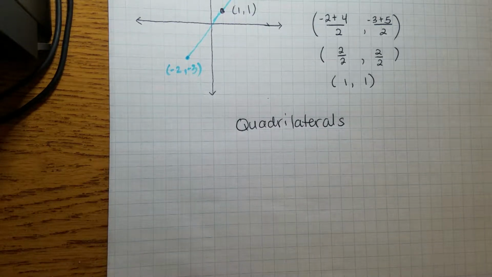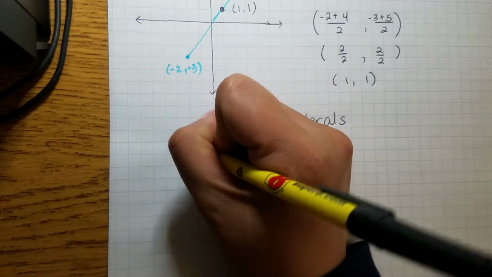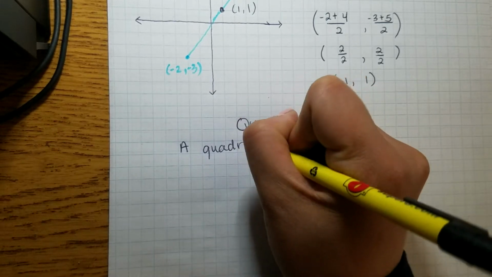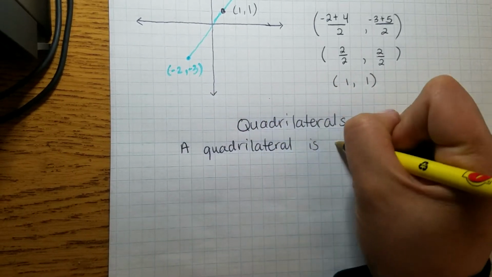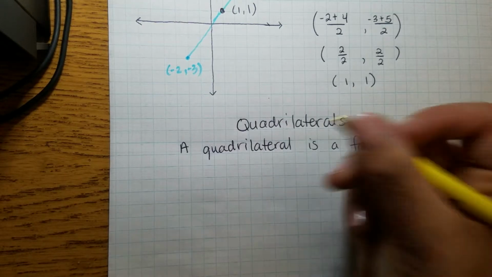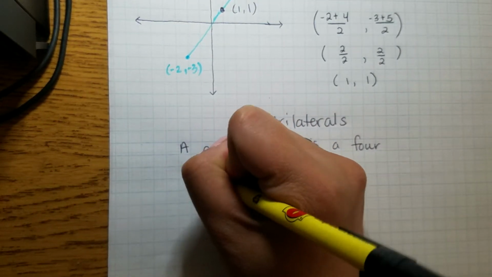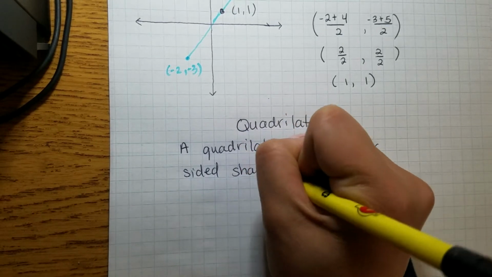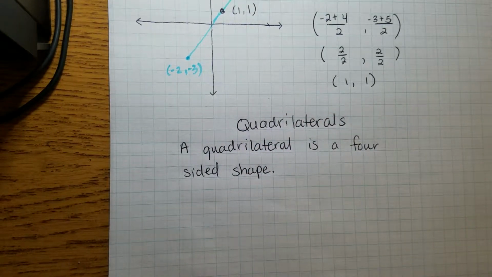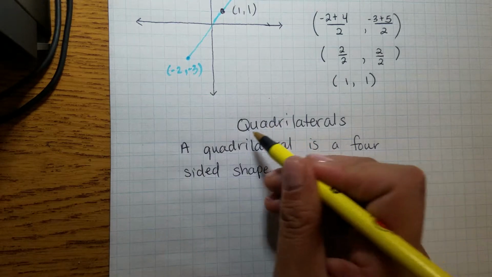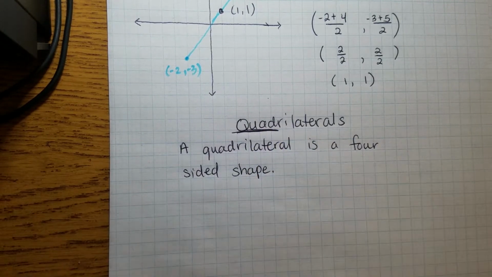Alright. Can someone tell me a guess? What do you think a quadrilateral is? Quad. A four-sided shape. So let's write that down. Okay, so for example, you know triangles have 3 sides. Quadrilaterals are the next step up. The root of quadrilateral is quad, and quad means 4.